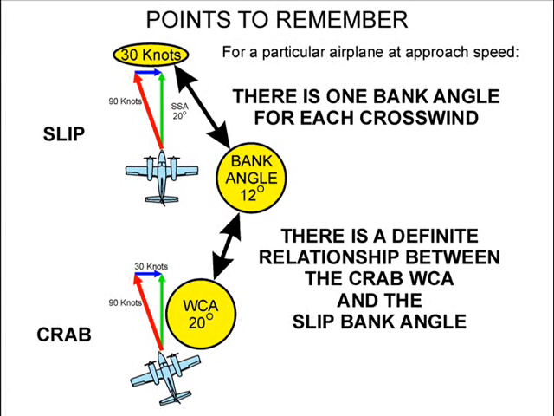In order to make a precise transition from a crab to a slip, we should remember that for a particular airplane at approach speed, there is only one bank angle for each crosswind, and that this bank angle is related to the crab angle on final approach. Knowing the required slip bank angle makes the precision transition possible.